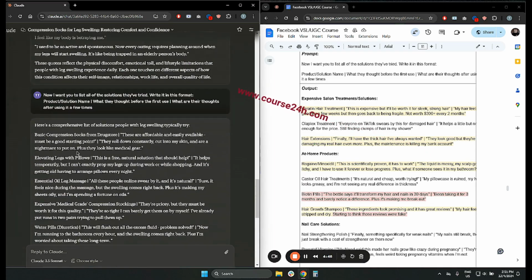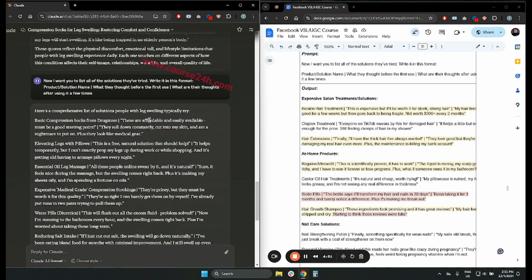All right. So basic compression socks from the drugstore. Before the first use, they thought these are affordable and easily available, must be a good starting point. But after using them a few times, they think, they roll down constantly, cut into my skin, and are a nightmare to put on. Plus, they look like medical gear.